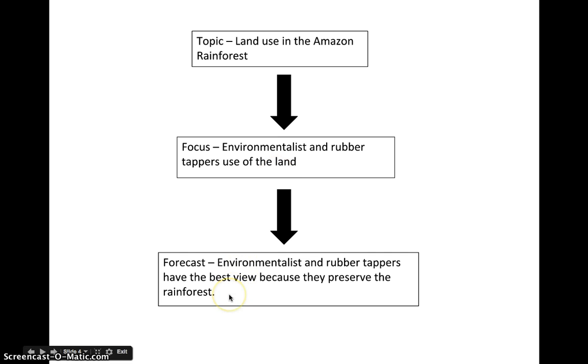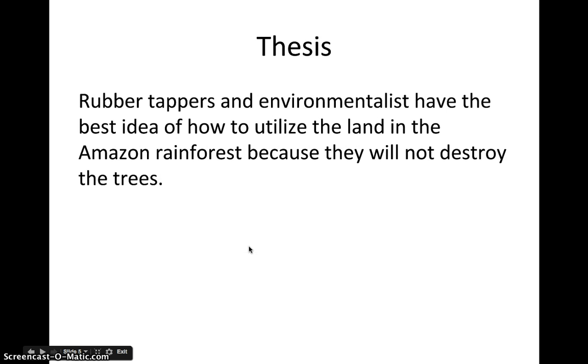The forecast is going to be, all right, what's going to happen later on in your paper. So if you're talking about an aging workforce, your topic is population decline. Your focus is that this might lead to an aging workforce. Your forecast then is maybe what the consequences of that are going to be. So you would squish these 3 points together like we have here with the rainforest essay. And as you can see, that turns into your thesis statement.